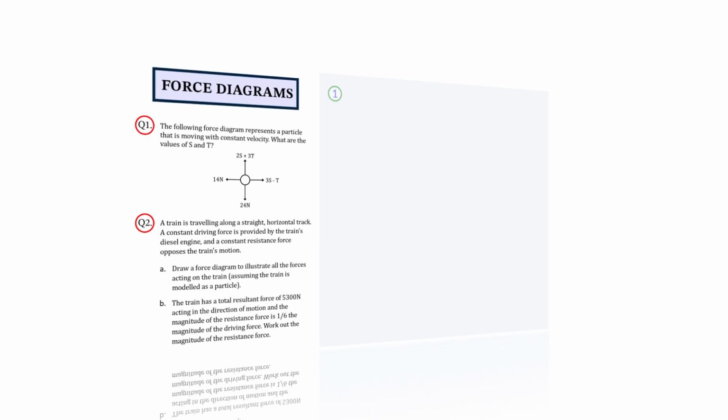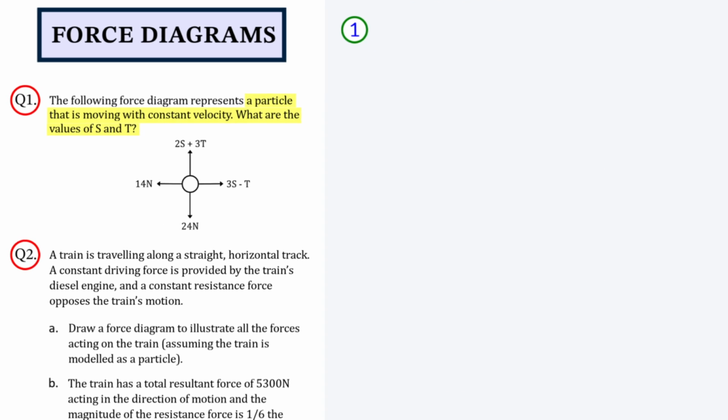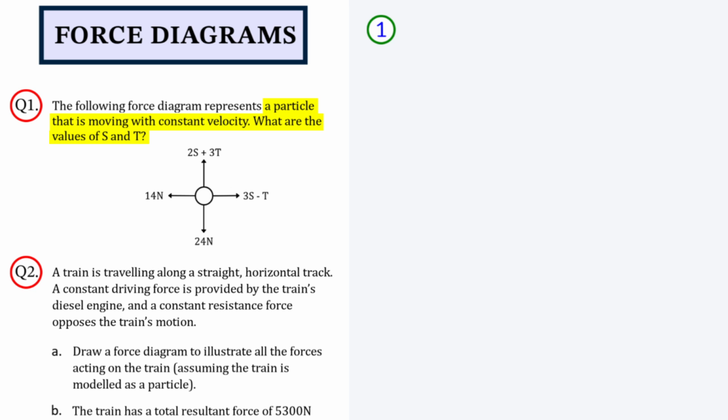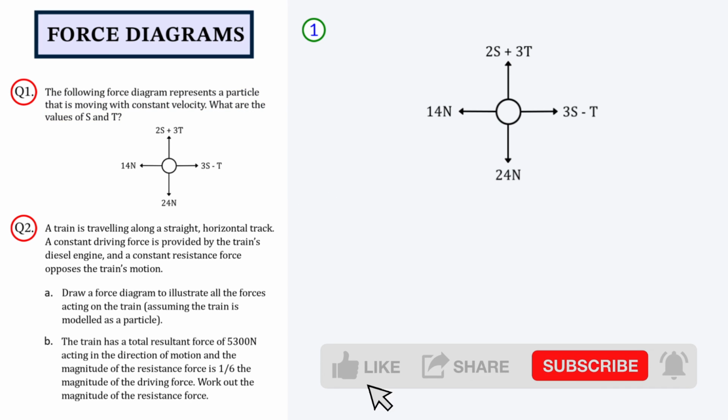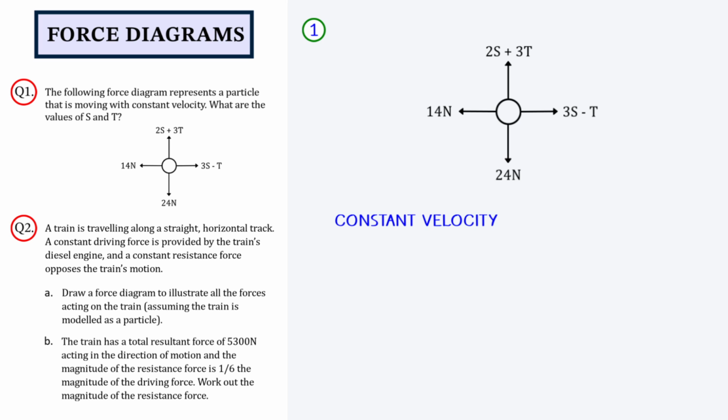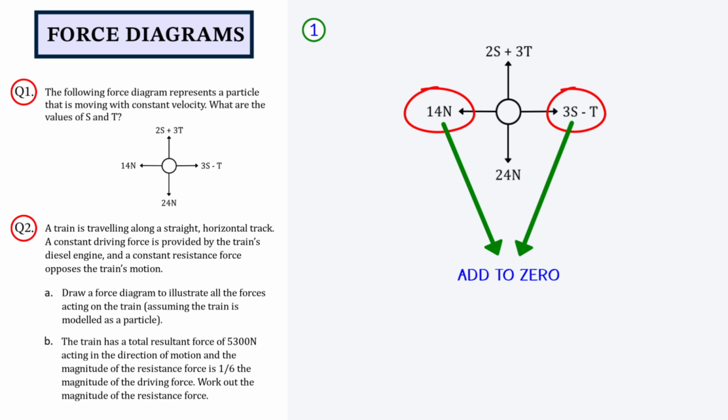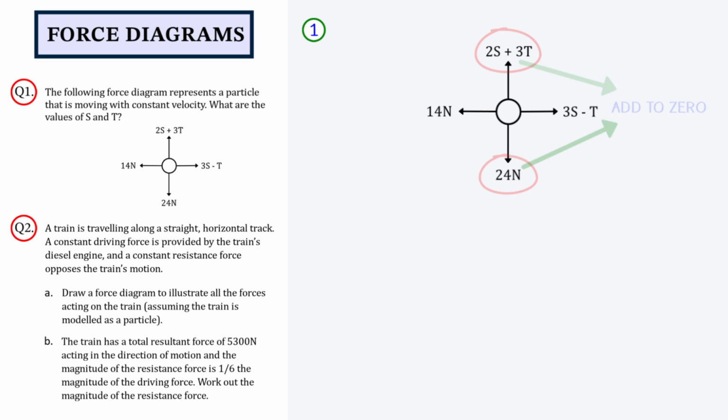Okay, so let's answer the first question. We're told that a particle is moving with constant velocity, and we need to find the values of s and t. So let's take the diagram out and then think about what it means if something is moving with constant velocity. Well, if the particle is moving with constant velocity, then this means the particle has zero acceleration. And if there's no acceleration, then all the forces in the horizontal direction must add up to zero, and all the forces in the vertical direction must also add up to zero.